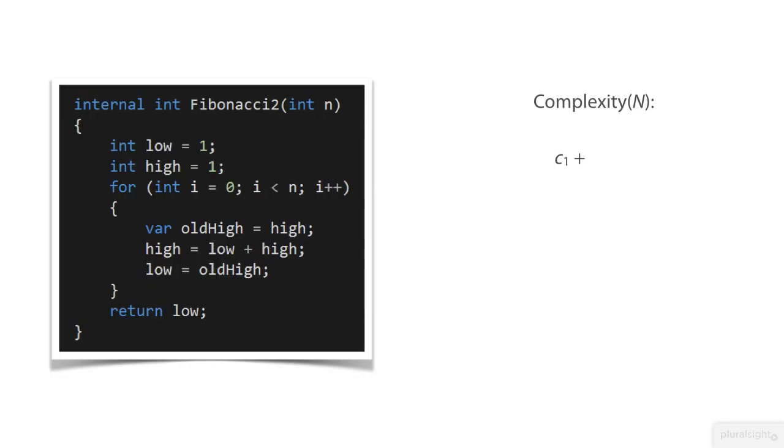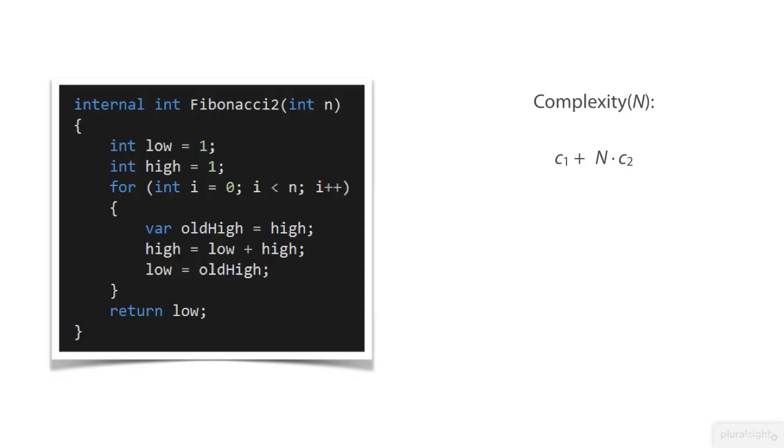Next, the for loop has n iterations, and in each iteration some things happen that are also independent of the input n. It's just a bunch of assignments and a single declaration. Therefore, we can describe the complexity of the loop internals with another constant, say C2. So C1 plus n times C2 is the complexity of this method, where C1 and C2 are constant numbers.